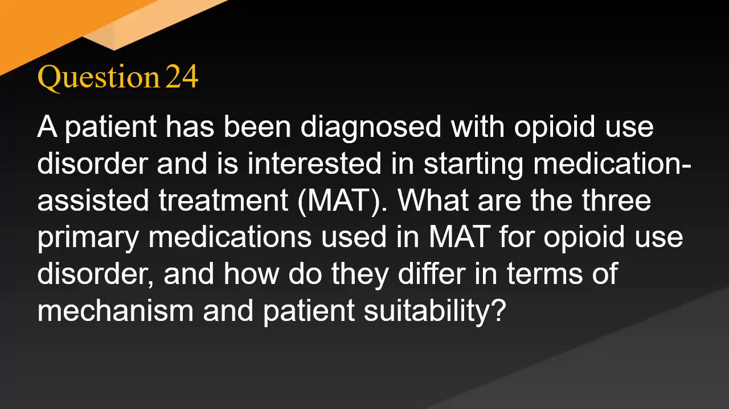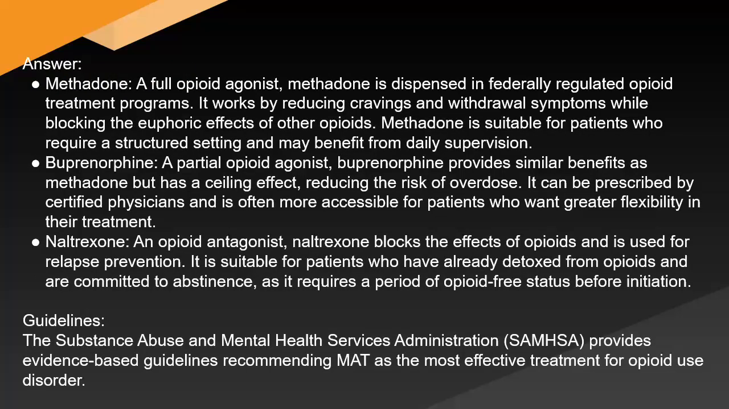A patient has been diagnosed with opioid use disorder and is interested in starting medication-assisted treatment, MAT. What are the three primary medications used in MAT for opioid use disorder, and how do they differ in terms of mechanism and patient suitability? Answer. Methadone. A full opioid agonist, methadone is dispensed in federally regulated opioid treatment programs. It works by reducing cravings and withdrawal symptoms while blocking the euphoric effects of other opioids.